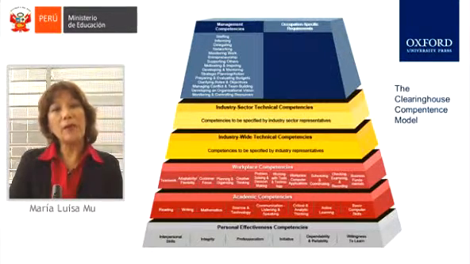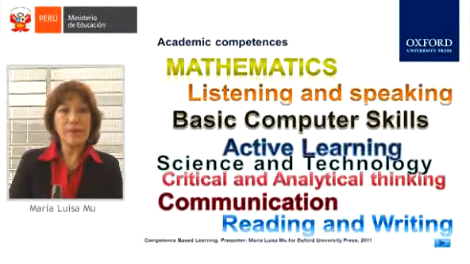This is the clearinghouse competence model. Academic competences that need to be developed in our institutions are mathematics, listening and speaking, basic computer skills, active learning, science and technology, critical and analytical thinking, communication, and reading and writing. So it's not only the 4 skills, but it's much more than that.